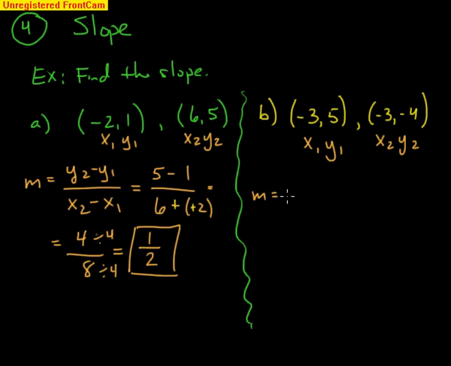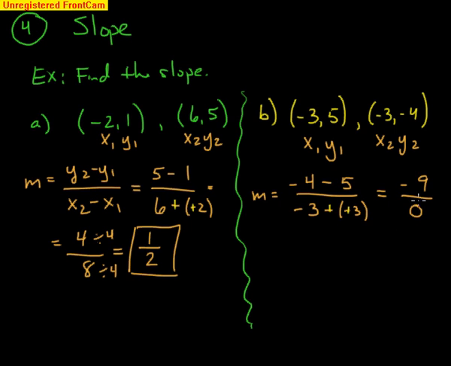So let's just think. y2, what's y2? y2 is negative 4. Minus, what's y1? y1 is 5. All over x2, x2 is negative 3. Minus, what's x1? x1 is also negative 3. Negative 4 minus 5 is negative 9. Over here, we got to do the plus plus. So now it becomes negative 3 plus 3. Negative 3 plus 3, that's 0.